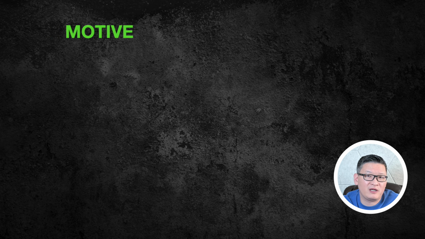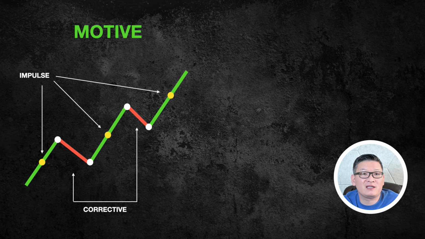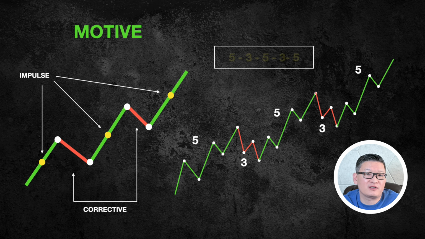Now that I've covered the psychological aspects, let's continue discussing the theory. So far, we've established that a motive wave consists of 5 subwaves, 3 of which are called impulse and the rest are corrective waves. Now it gets a little bit more complex because each subwave also consists of several smaller waves. To be precise, the impulse subwaves can have 5 waves each and the corrective subs can have 3 waves. This is why this type of pattern is called 5-3-5-3-5 structure.